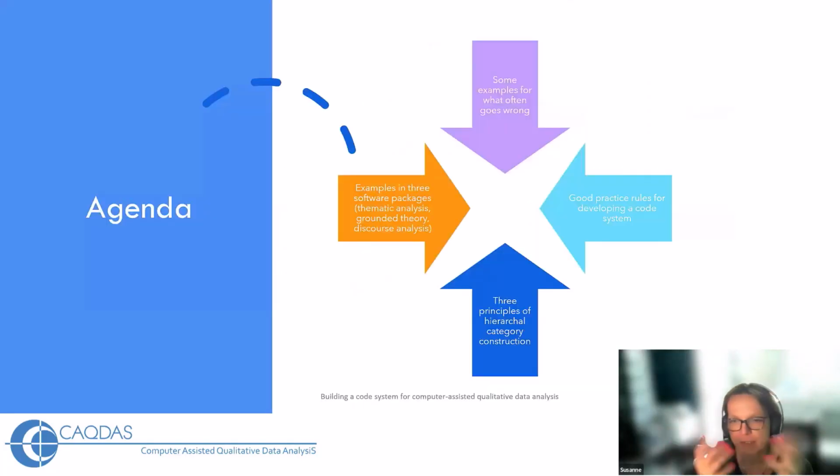I started producing the presentation, and these are the four points it came down to. You have to start reading here from the top. I will give some examples of what often goes wrong, and then I talk about some good practices for developing a code system. Then I bring in those three principles of hierarchical coding constructions, and then we move into the examples.